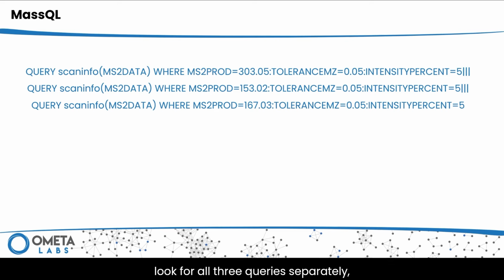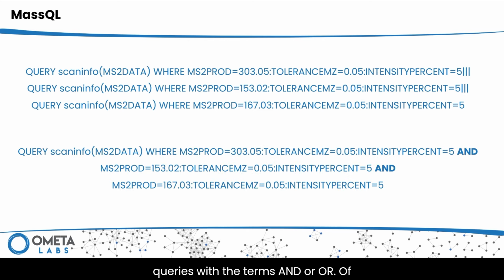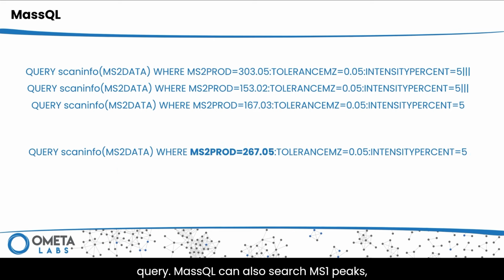This will look for all 3 queries separately, but if you want to look for a spectra that contains all 3 of these MS2 peaks, you can instead combine the queries with the terms AND or OR. Of course, these 3 peaks aren't the only diagnostic peaks for flavonoids, and it's very easy to change MassQL queries to look for whatever spectral feature you're interested in. For example, if you want to look for kaempferol at 267.05 m/z, you can just switch out the search parameters in that MS2 prod section to get this query. MassQL can also search MS1 peaks, retention times, charges, peak intensity ratios, neutral losses, and the list goes on.